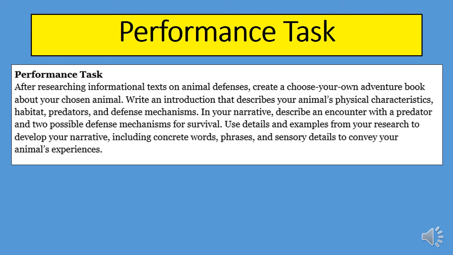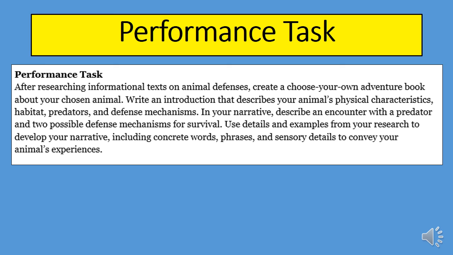Then you're going to write a little story where your animal is your main character. You'll give it a name and you'll describe how a predator encounters it. And then your animal has two choices to survive. They're going to choose one of their defense mechanisms in one ending, and then you'll write a second ending that will show if they chose to use their other defense mechanism. So you're going to use details and examples from your research that you gather in units 1 and 2, and you're going to develop that story.